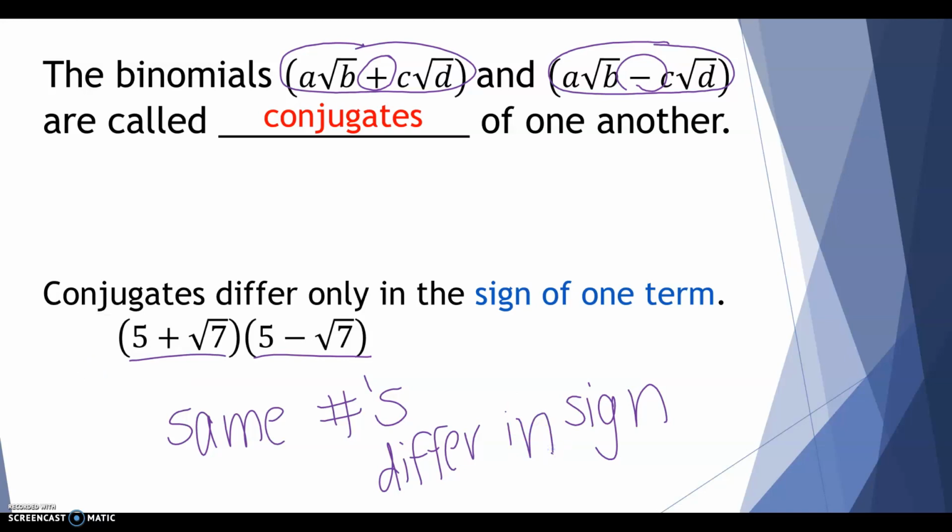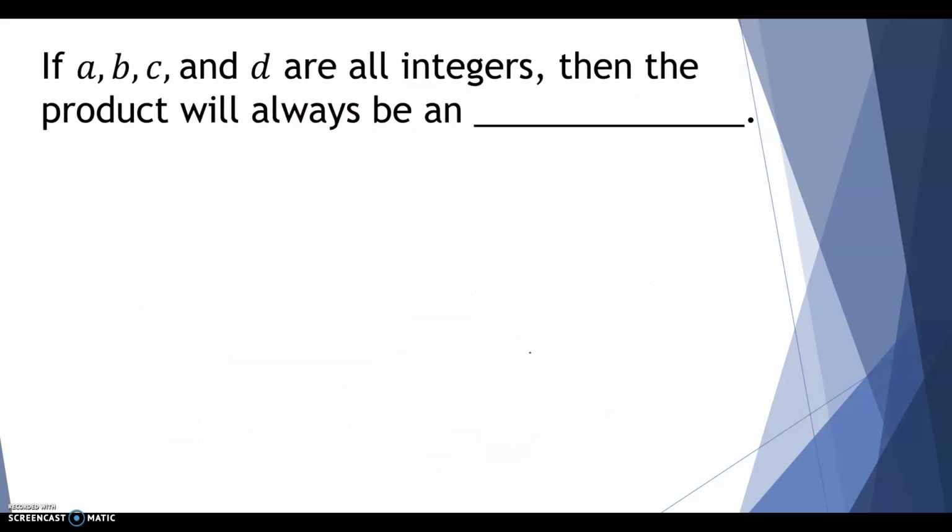So obviously, if they did not have the same numbers, then they're not going to be conjugates, okay? What's special about them, again, is that if you were to FOIL this problem, you would get an answer of an integer. And I pretty much already gave that away. If A, B, C, and D are all integers, then the product will always be an integer.